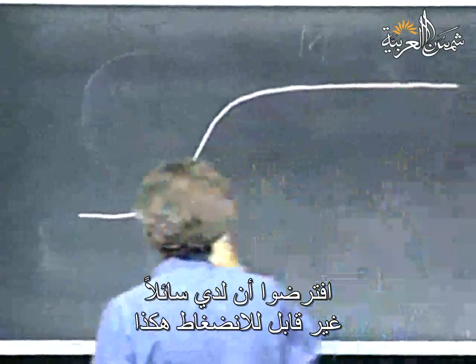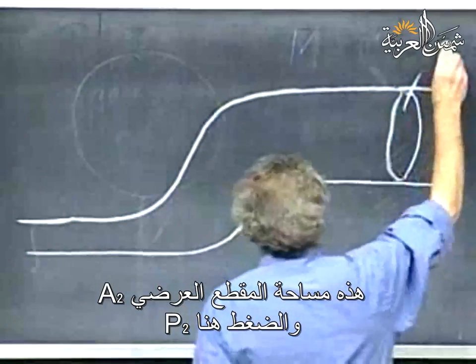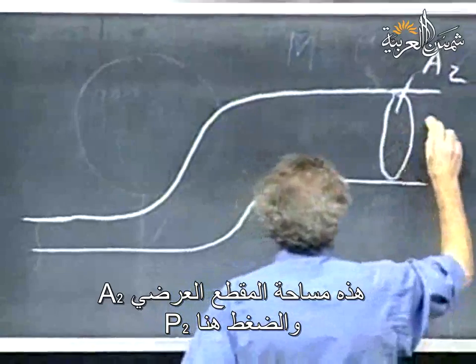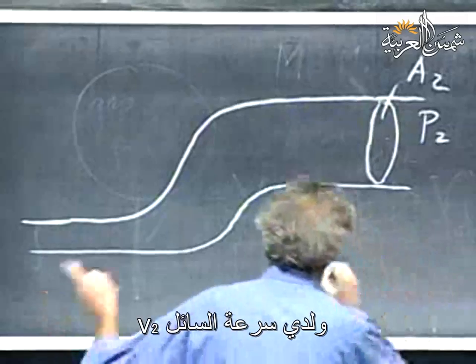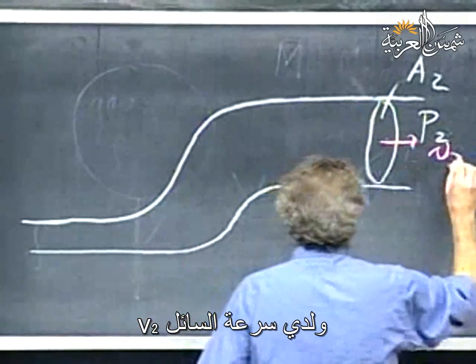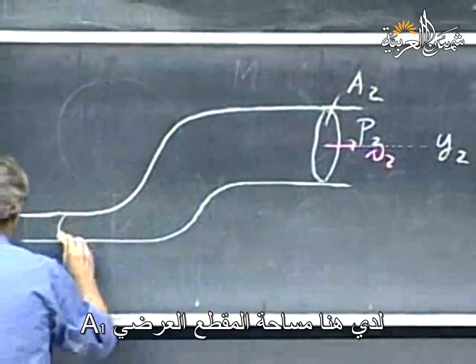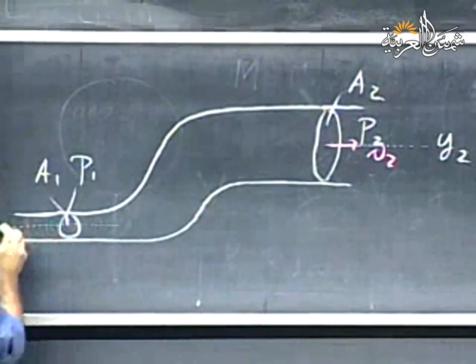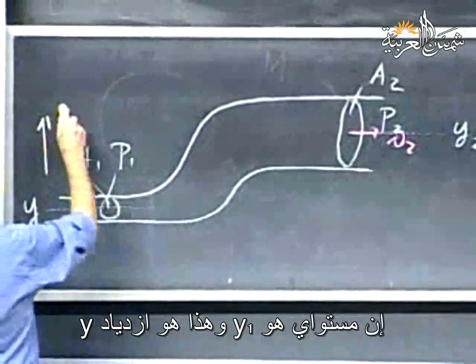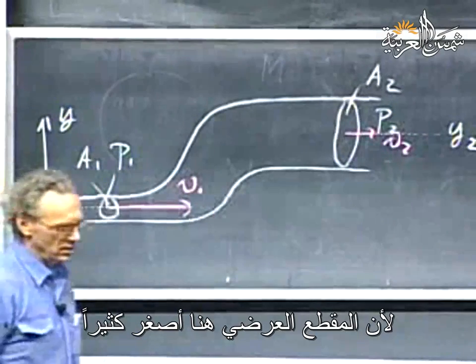Suppose I have a fluid, non-compressible, like so. This cross-sectional area is A2, and the pressure here is P2, and I have a velocity of that liquid which is V2, and this level is Y2. Here I have a cross-sectional area A1, I have a pressure P1, my level is Y1, this is increasing Y, and I have a much larger velocity because the cross-section is substantially smaller there.